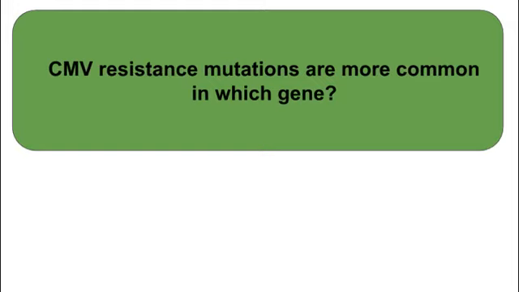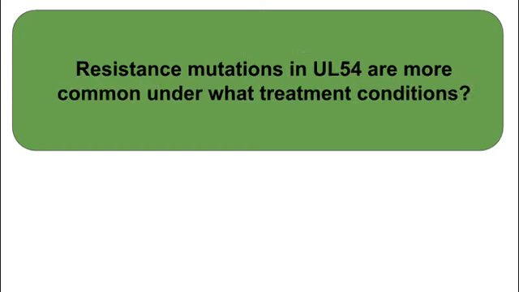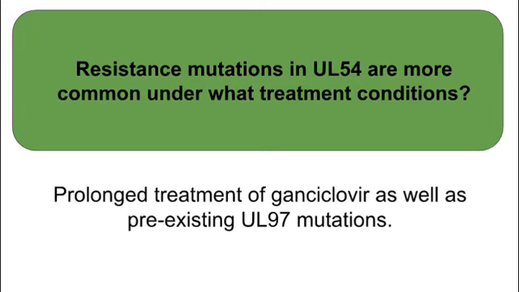CMV resistance mutations are more common in which gene? Resistance mutations are more common in UL97 than UL54. As opposed to UL54, the mutations in UL97 occur in hotspot locations. Resistance mutations in UL54 are more common under what treatment conditions? CMV resistance mutations in UL54 are more common with prolonged treatment of ganciclovir as well as pre-existing UL97 mutations.